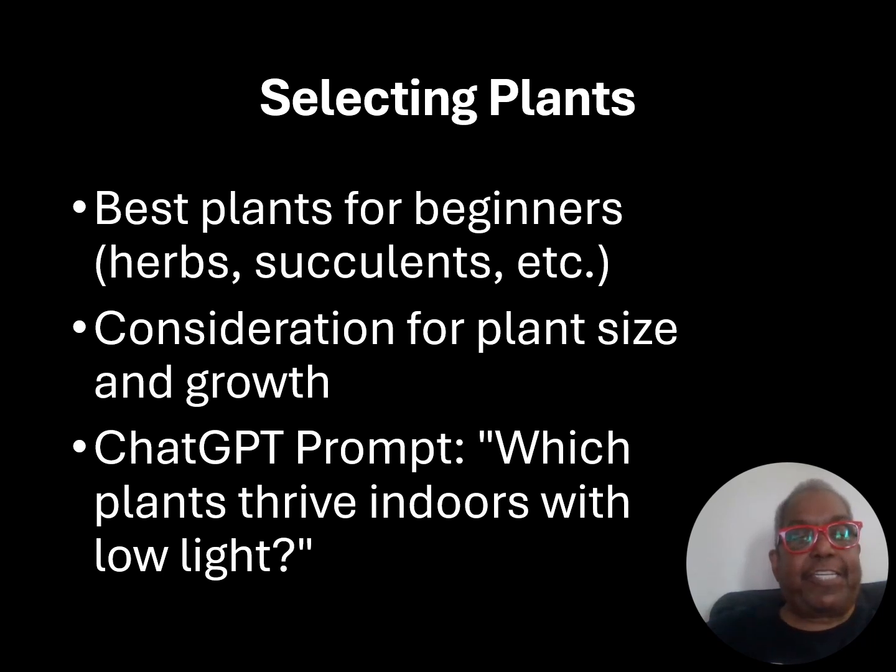You can ask ChatGPT, for example, what plants should you grow? Consider the plant size. In other words, you don't want to get too big. So which plants thrive indoors under low light is a good prompt. If you don't have a lot of light, you can ask ChatGPT to recommend plants that grow in low light or any other condition that you may have.